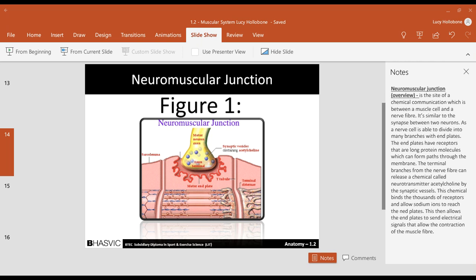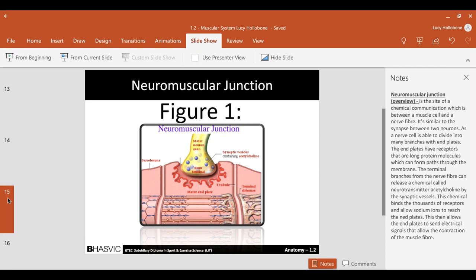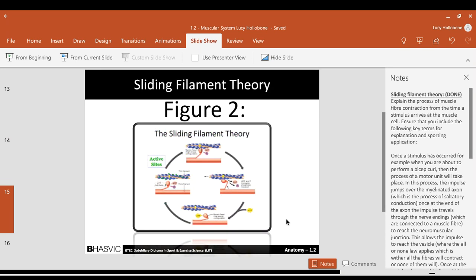The terminal branches from the nerve fiber can release a chemical called the neurotransmitter acetylcholine by the synaptic vesicles. This chemical binds the thousands of receptors and allows sodium ions to reach the end plates. This then allows the end plates to send electrical signals that allow the contraction of the muscle fiber through the T-tubules. Figure 2 shows the sliding filament theory.